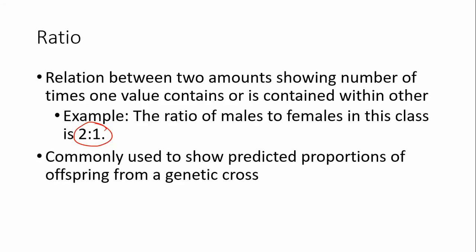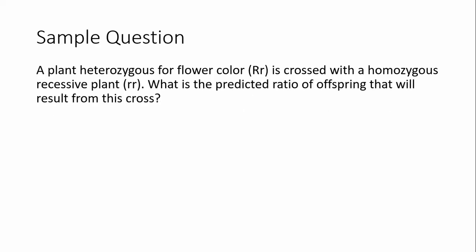This is commonly used to show when you're doing a genetic cross and you're predicting approximately what percentage or what fraction of the offspring will have a particular trait or have a particular genotype. That's going to be where we commonly use ratios. So we have a sample question. We've got a plant that's heterozygous for flower color, and since we haven't gone over genetics yet, and I don't know how much you remember, I went ahead and told you what the genotypes are. So it's a big R, little r, crossed with a homozygous recessive plant, which is little r, little r. What is the predicted ratio of offspring that will result from this cross?